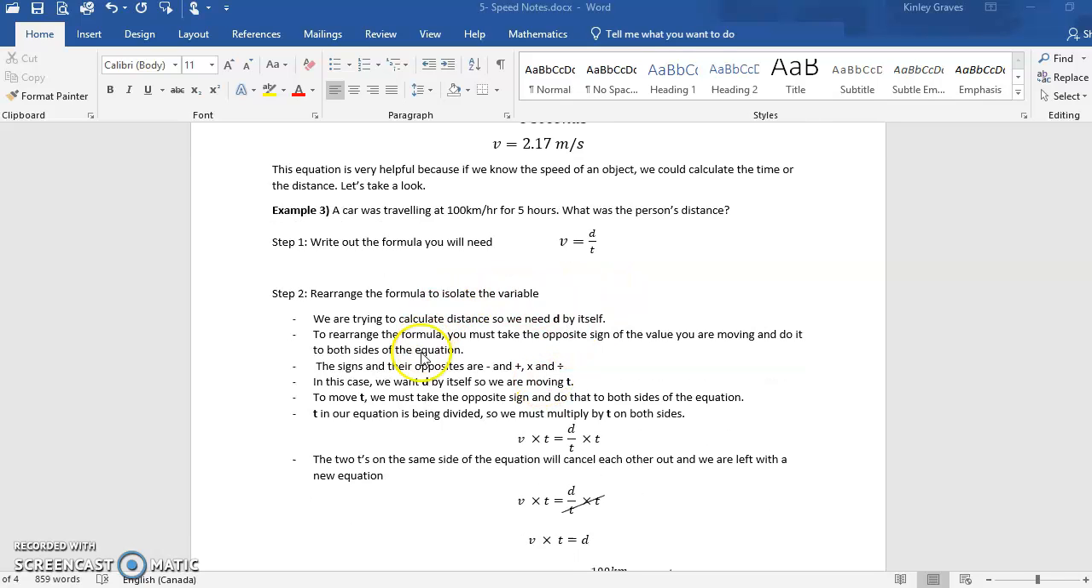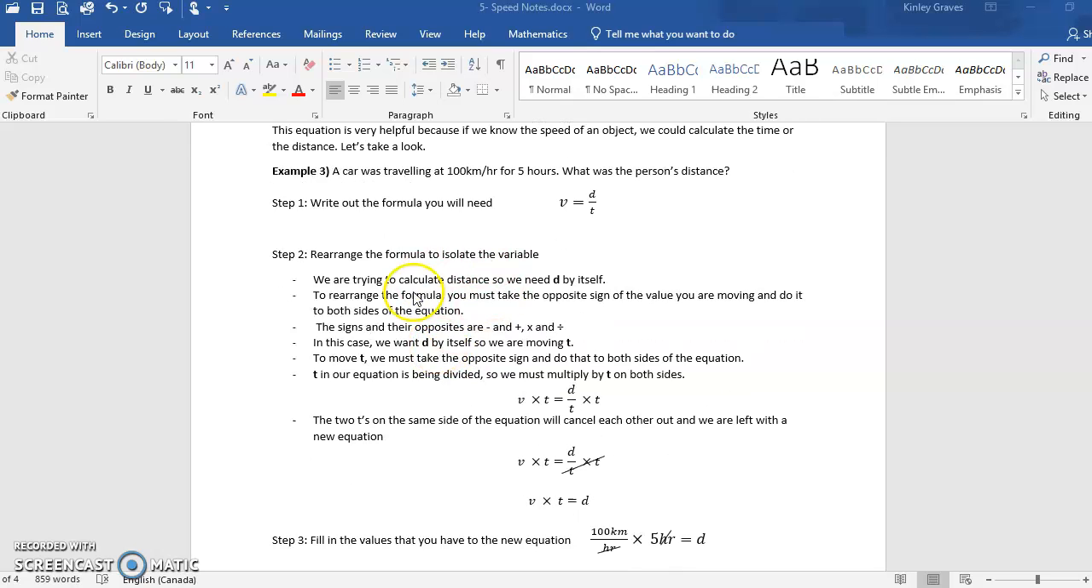Here are the steps for rearranging the formula. Some people find it easier to fill in the information and solve the equation. So you would put 100 kilometers per hour equals d divided by 5 hours. You could fill the numbers in and then solve if that's easier for you. But if it's easier to rearrange the formula, here are very detailed steps for what you're doing.